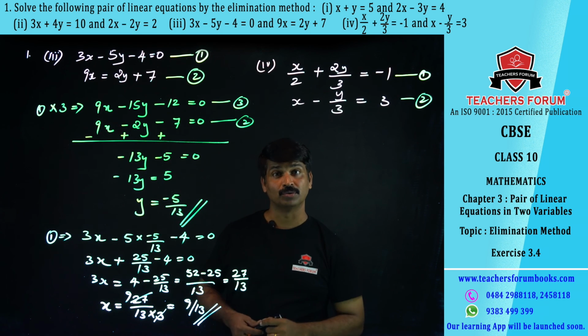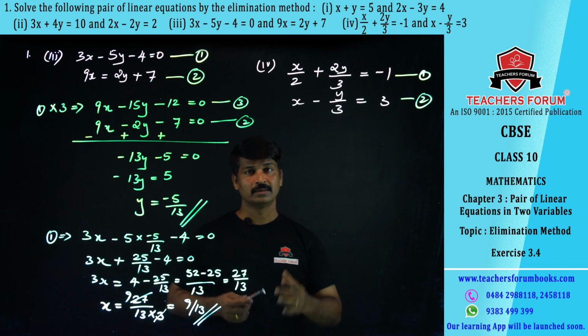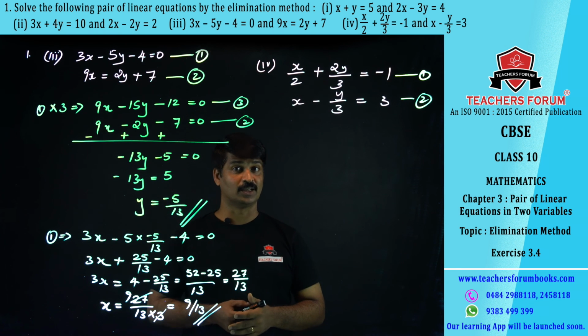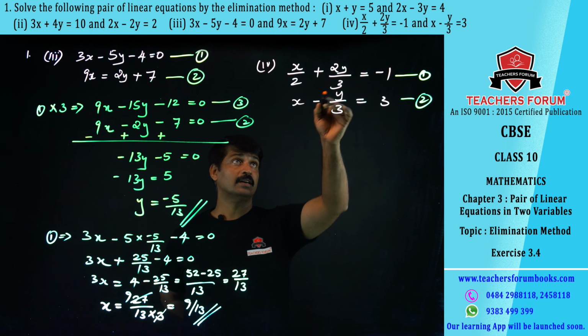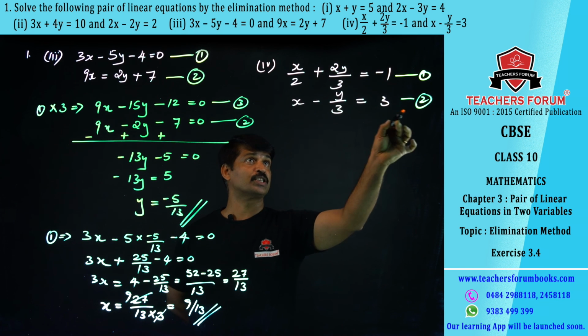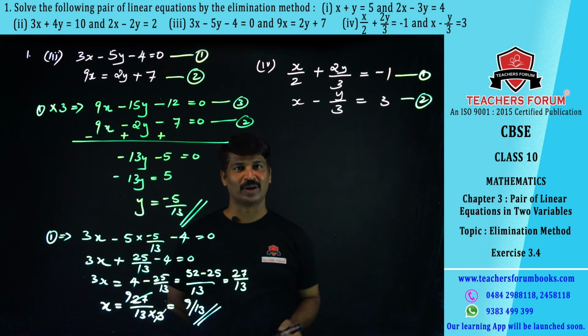So here what you have to do? You can make either the coefficient of y equal in both the equations, or you can make the coefficients of x equal. Here, if you want to make the coefficient of y equal, you have to multiply this equation by 2. Then what you will be getting? 2y by 3 here. It becomes equal.